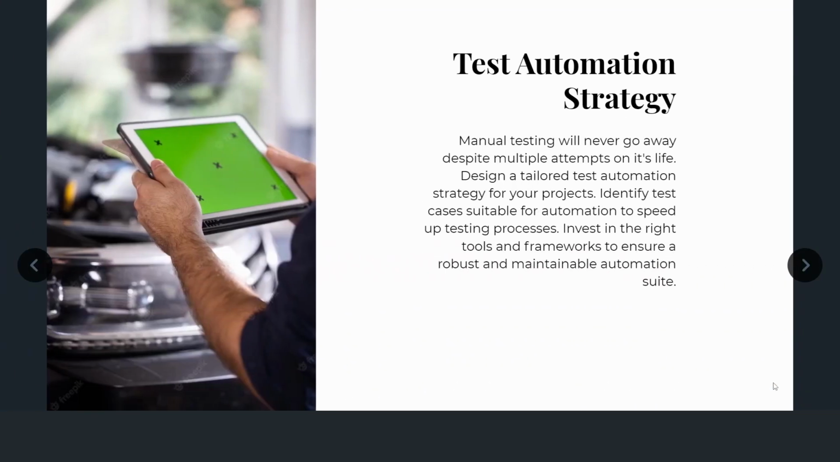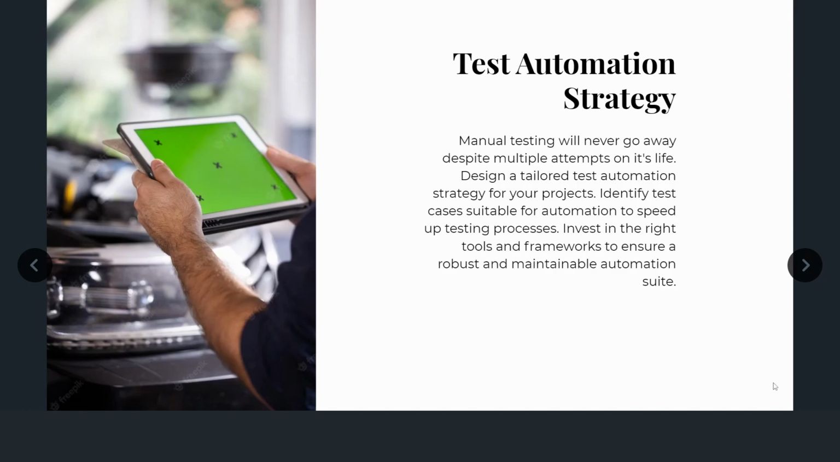Now, test automation strategies. Yeah, they're a thing. You need to know about them. Manual testing will never go away despite multiple attempts on its life, okay? Manual testing is dead. Long live manual testing. Especially at the top of the pyramid, okay? Design a tailored test automation strategy for your project, okay? Identify test cases suitable for automation to speed up testing processes.